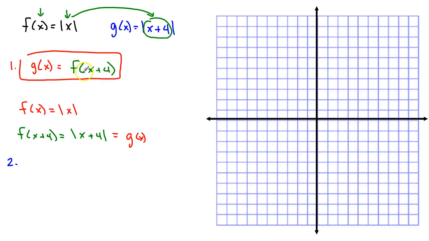So this has an absolute value of x plus 4, or f of x plus 4. So this is a horizontal shift 4 units, not right, but left. So x plus 4 inside is a horizontal shift 4 units to the left.